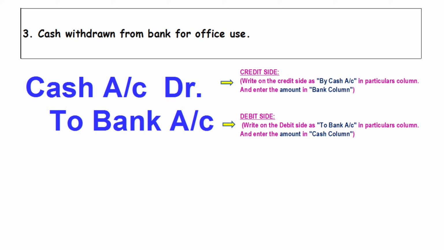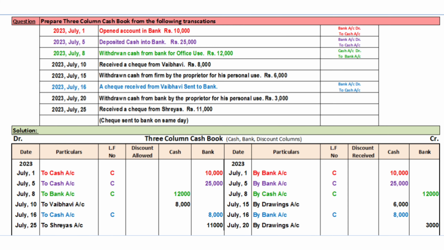Now we are going to solve a problem consisting of contra entries. So this makes it easy to understand. If you observe the screen, there is one problem related to the preparation of 3-column cash book. In the transactions, there are some contra entries. Some other transactions are not related to contra entry. So now we see how to enter these entries in 3-column cash book.